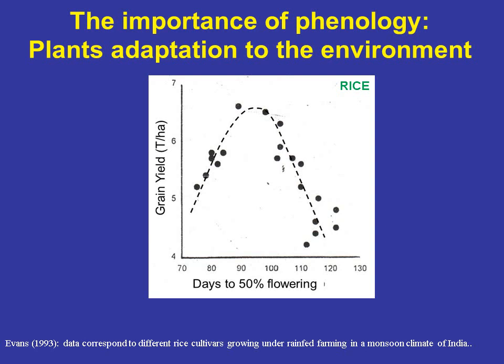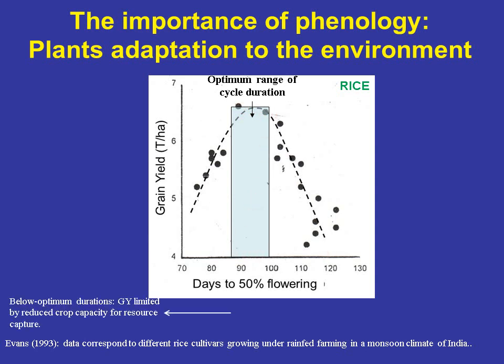The importance of phenology is very clear when we analyze grain yield response of any species to its cycle duration. The example in this figure corresponds to rice grown under rain-fed farming in India, and its grain yield response is characterized by the dashed line. We can observe a curvilinear, optimum type response where grain yield is maximized at a given range of cycle duration. To the left of this range, grain yield is limited by crop capacity to capture resources, for instance due to incomplete ground cover. To the right of this range, cycle durations are excessively long and grain yield is limited because crops are exposed to less favorable conditions during critical periods for grain yield determination.